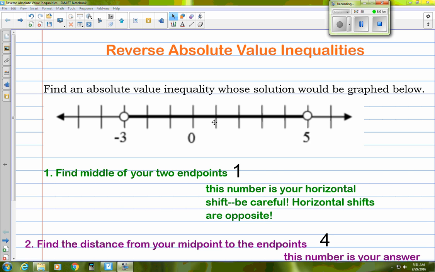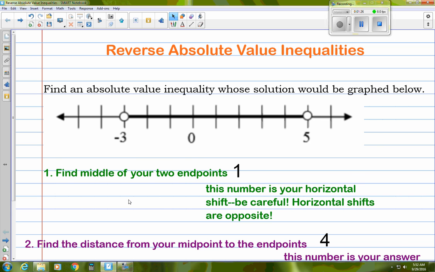line. Similarly, let's just say the midpoint had been at -5. In the absolute value inequality, it'll show up as a +5. We'll see what we mean about that in just a minute.